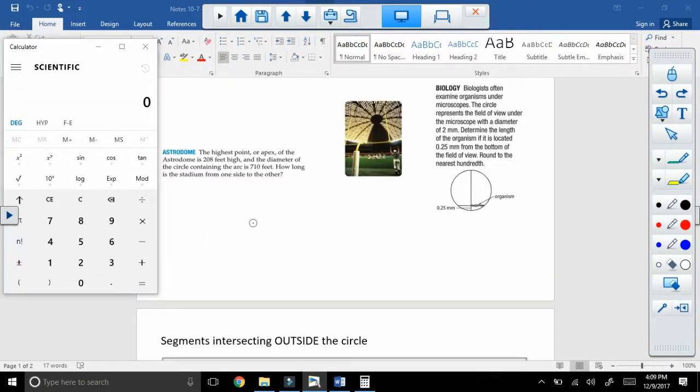For these next two examples, we're going to use that information about the chords to find different parts of the circle. So it says here under astrodome, the highest point or apex of the astrodome is 208 feet high. So we have the astrodome, the highest part is 208 feet, and it says the diameter of the circle containing the arc is 710 feet. We're trying to find how long this stadium is from one end to the other. So we're trying to find this distance here.